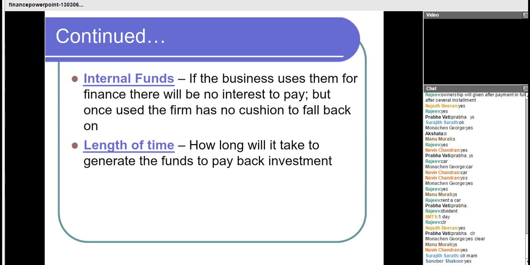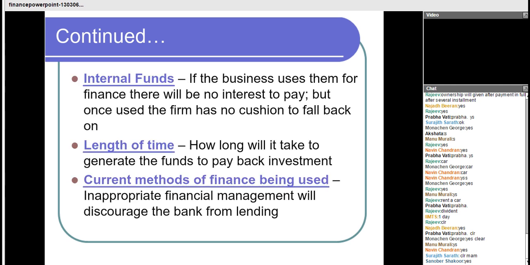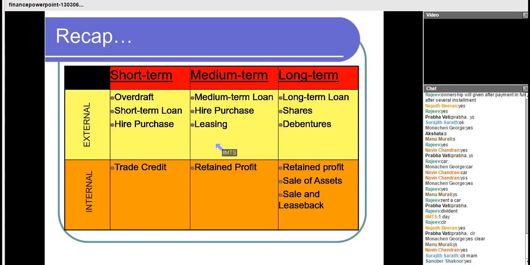Okay, then internal funds, length of time. So it's just a recap of what we have done. External: short-term overdraft, short-term loan, hire purchase, medium-term loan, hire purchase and leasing, and long-term loan, shares and debentures. Then internally, it can be a trade credit, it can be retained profit, sale of assets, sale and lease back. Okay.